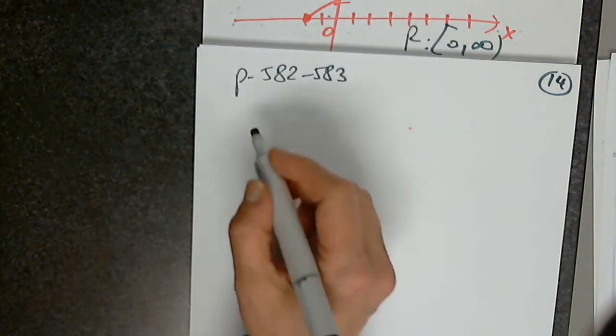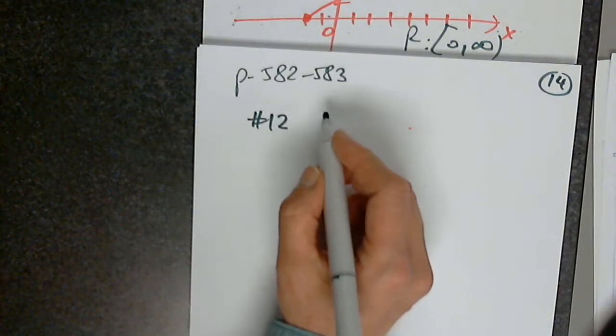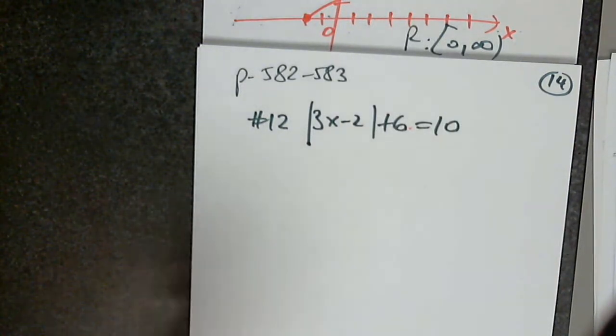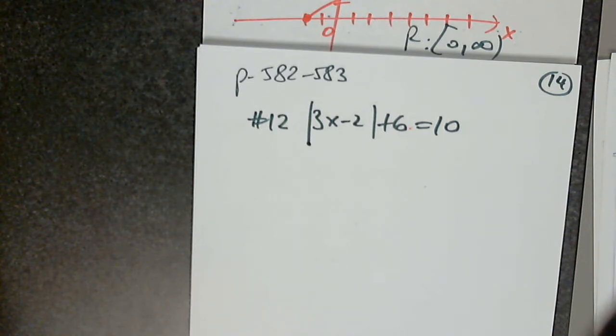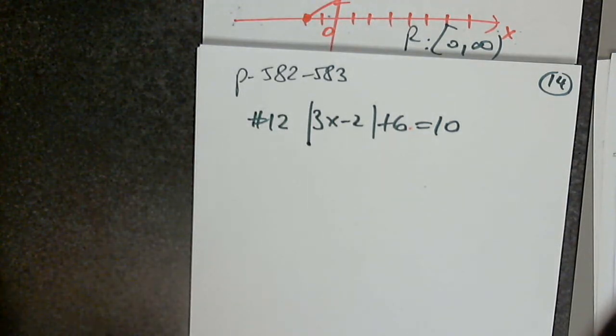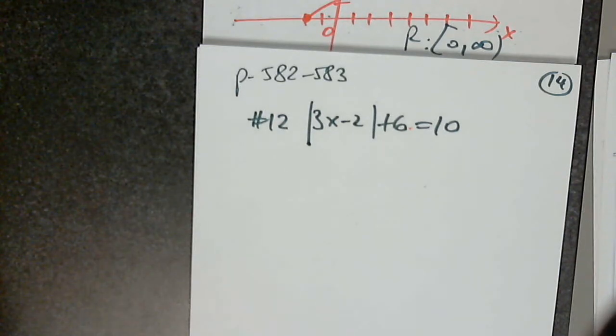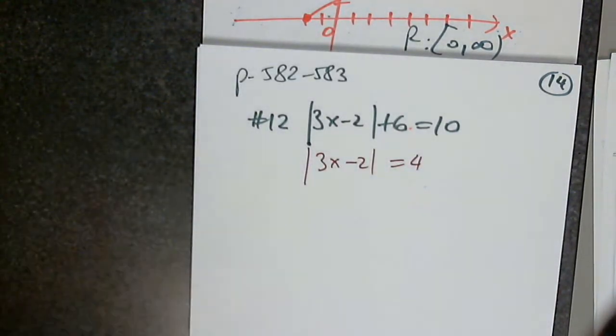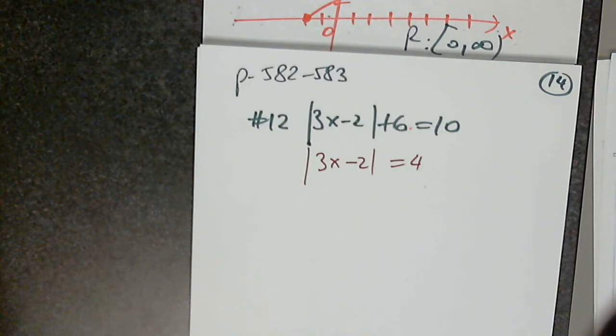Okay, let's look at 12. 3x minus 2 in absolute value plus 6 equals 10. We may have solved this problem, but it doesn't matter. So, what do I do? Yes, I will definitely subtract 6 because I have to clean it up first. 3x minus 2 equals 4. And then, what do I have to write?